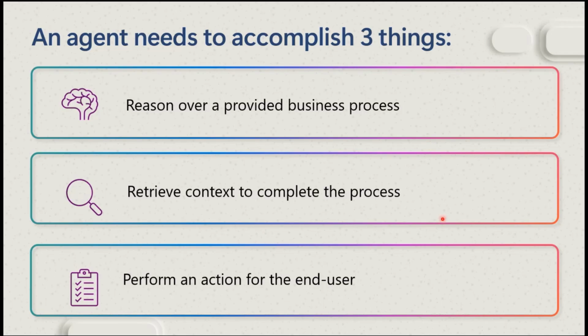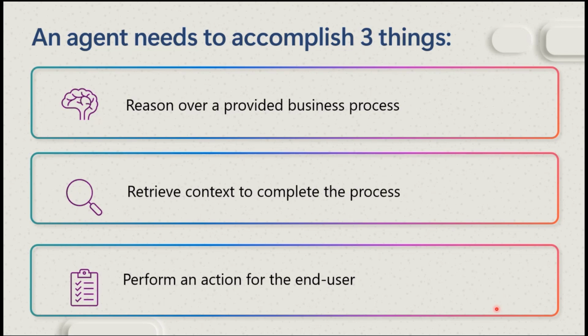The second is the agent needs to retrieve context to complete the process. For example, this would be referring to information that the agent is grounded in, such as business rules, frequently asked questions, or even structured data. And this is what ensures the agent's responses are accurate, relevant, and aligned with organizational goals.